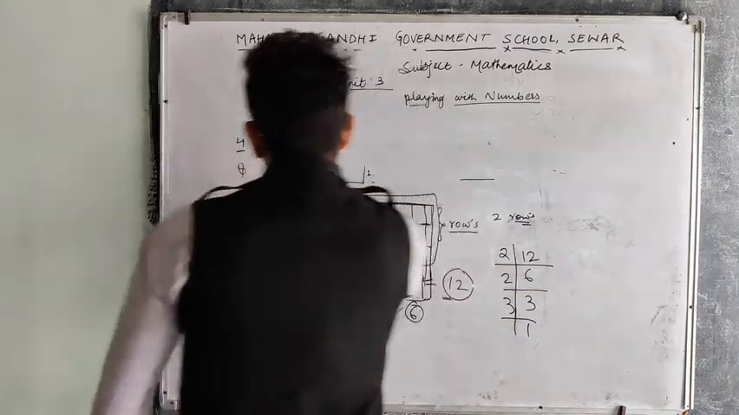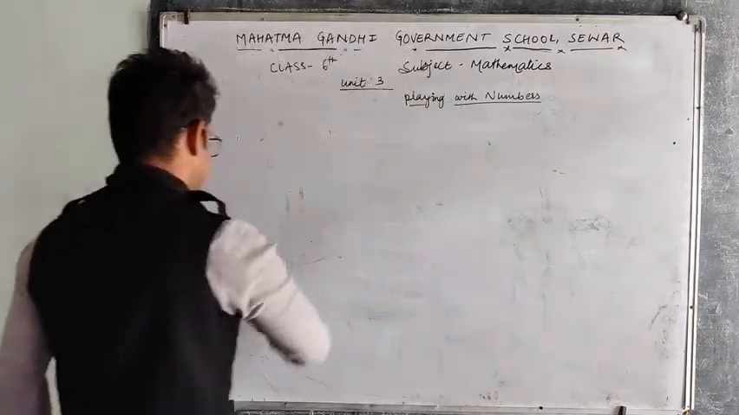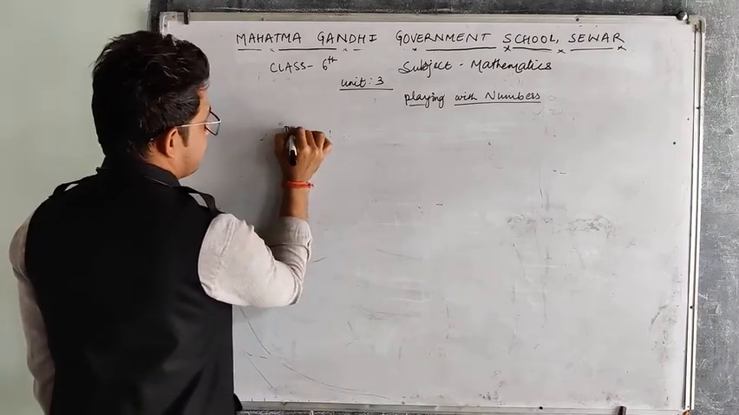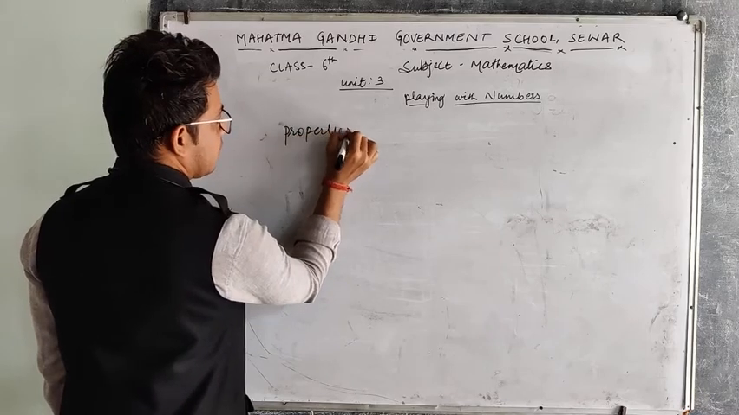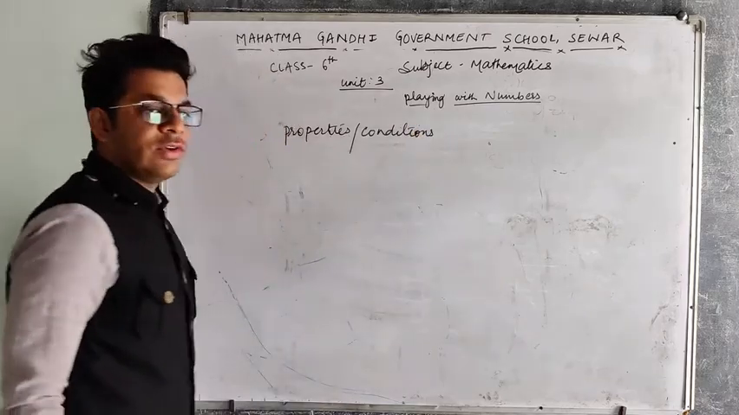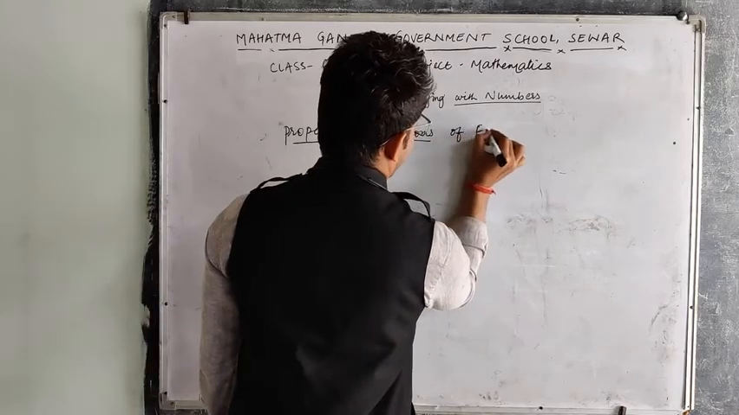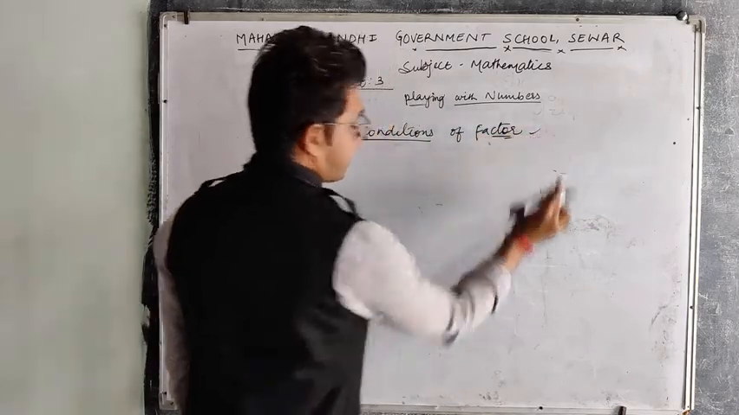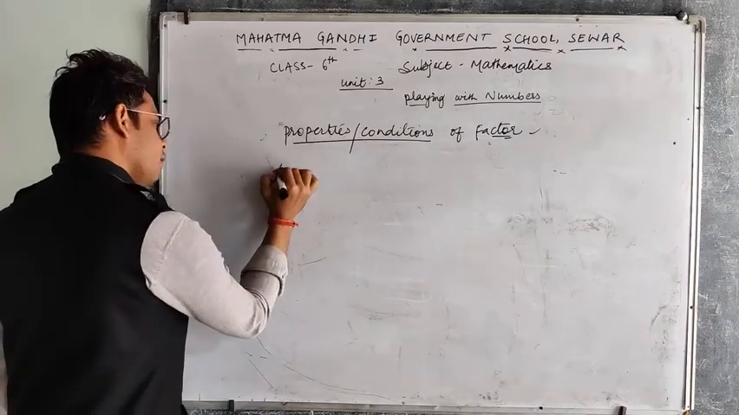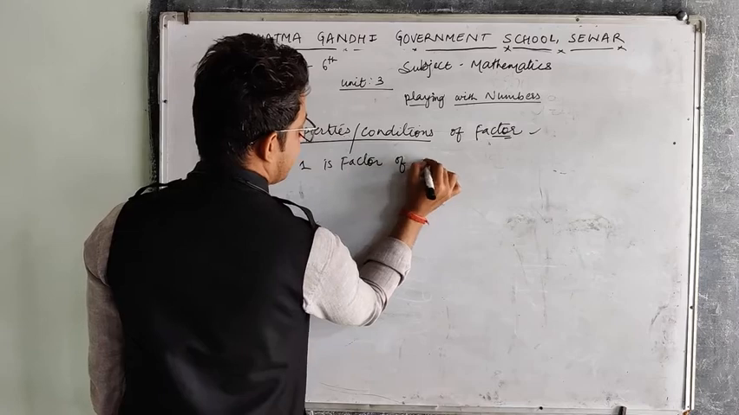Now we are talking about the factors. There are certain properties of factors, or we can say conditions, which should be fulfilled to be a factor. First of all, one is a factor of every number.